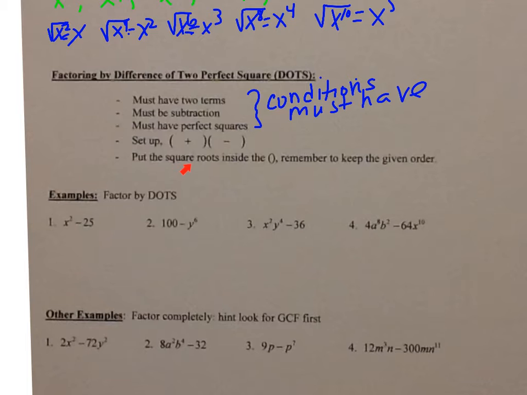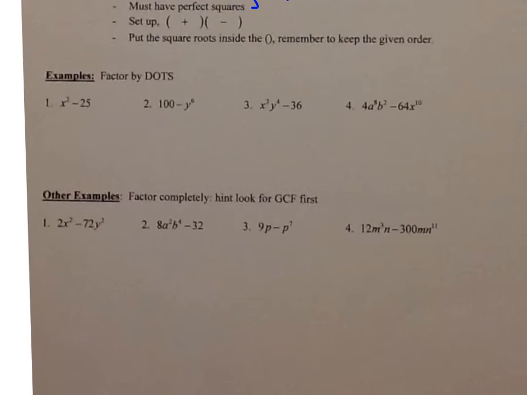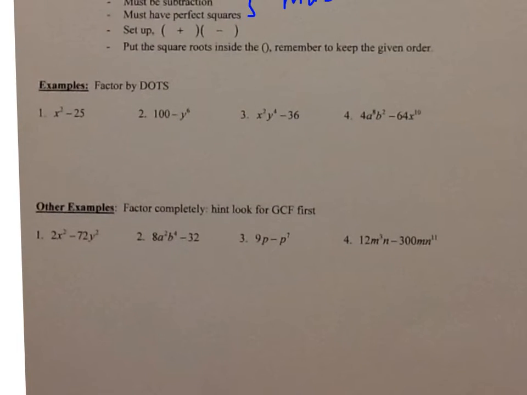And then you take the square root. You take the square roots of the numbers and you put it inside the parentheses. Do remember to keep the given order, and I'll show you what that means in a second. All right, so let's take a look at number 1. And it does say to factor by dots.